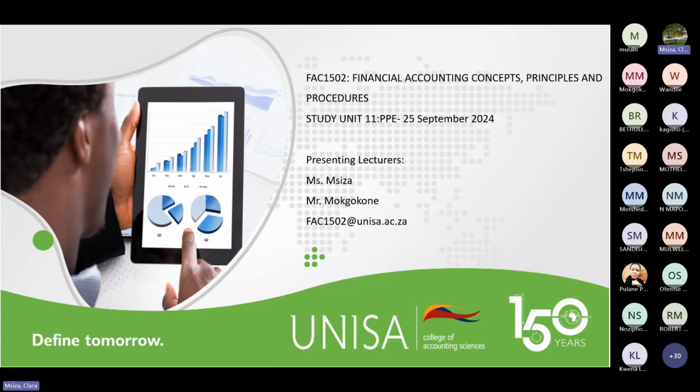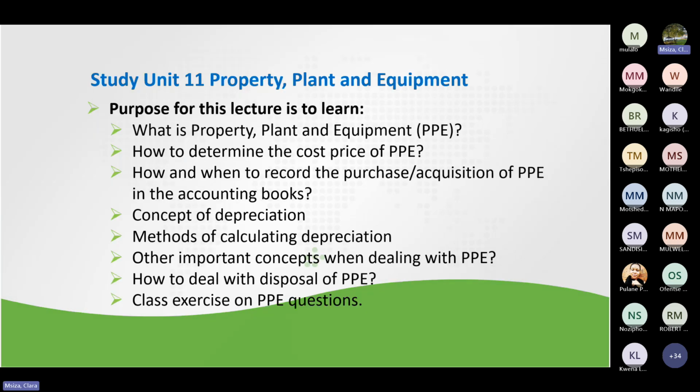So today I will first present a bit of basics on PPE, which is study unit 11. So what is the objective of the class? The purpose of today's class is to learn what is PPE, which is property, plant, and equipment. So every time you see the PPE, know that it stands for property, plant, and equipment.